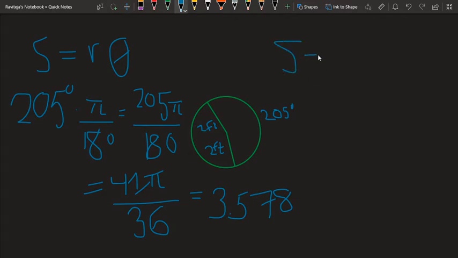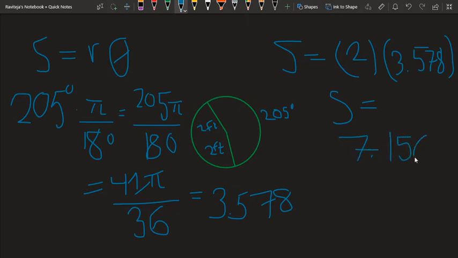And then we get S equals 2 times 3.578, and then that approximately equals 7.156 feet, which means for this problem, our arc length is approximately 7.156 feet. So now that we've done the same type of problem, but with different pieces of information, hopefully you guys are getting the hang of it and you understand how to use this equation properly.